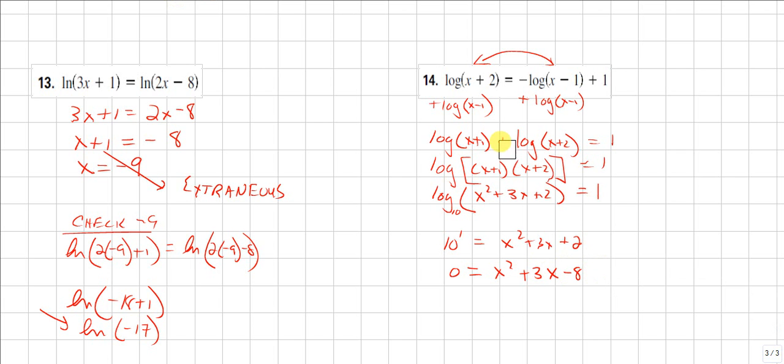Hold on a second, I made a mistake here. Can you see that when I miscopied this one piece down? It should be the logarithm of x minus 1, and in here I've got x plus 1. So I'm going to go ahead and change those.